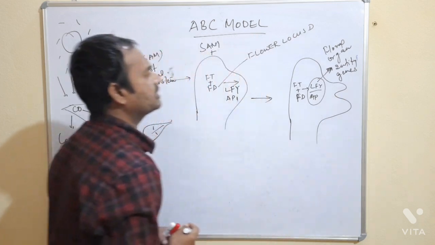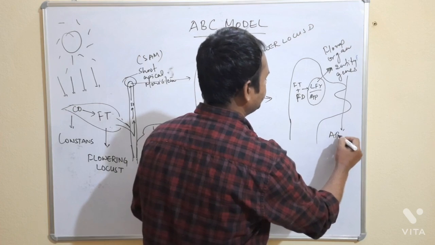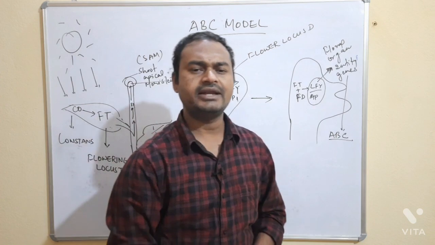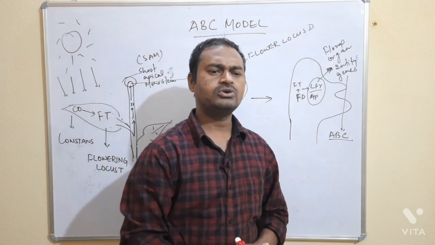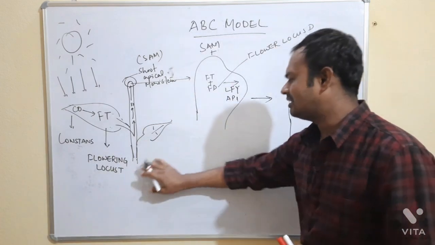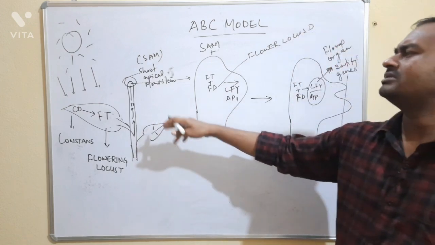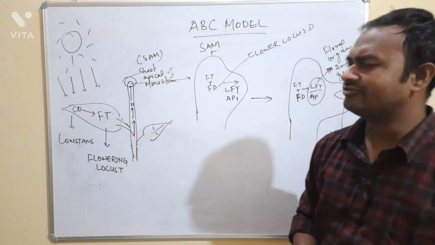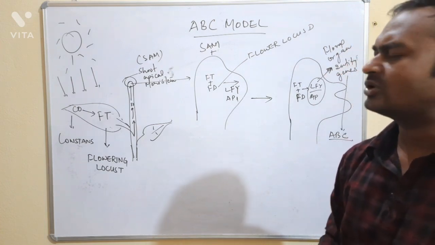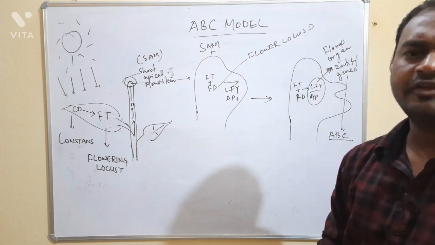Okay, floral organ identity gene, and this floral organ identity gene is represented as ABC. So let us take a look at this complete figure and recall it. After the sunlight falls on the surface of the leaves, it transcribes the formation of the CONSTANS gene, and after transcription the CONSTANS protein is formed.